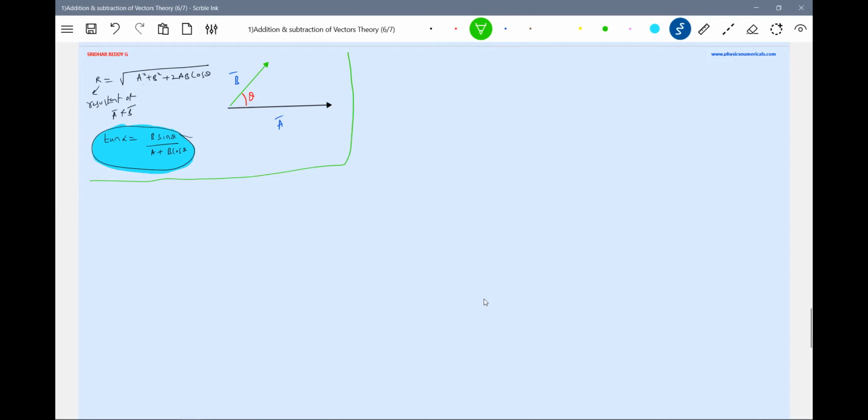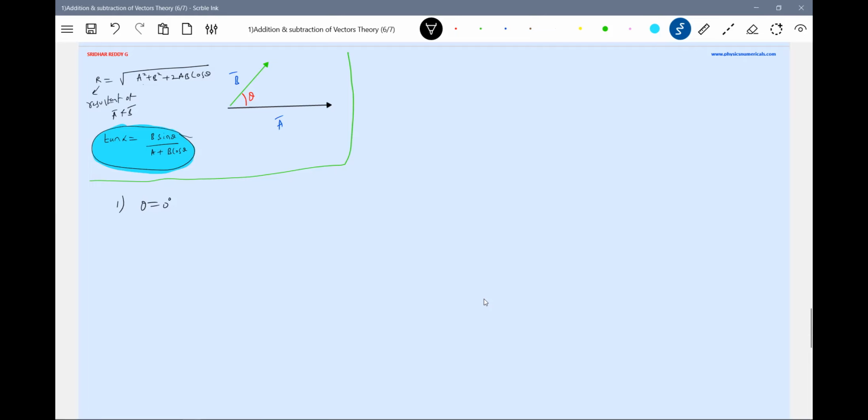So first theta equal to 30 degrees we'll see, then A equal to B, and so on. We'll vary the theta, then we'll see what possible conditions will come. So first we'll start with theta equal to 0 degrees.